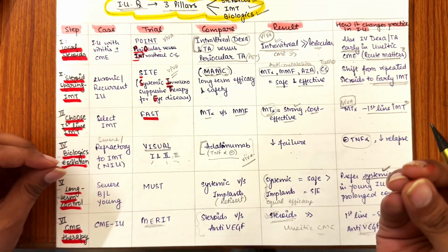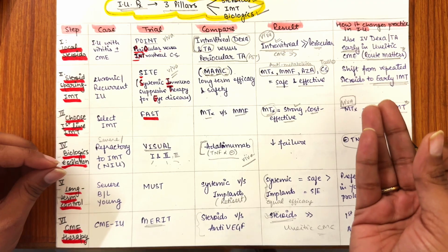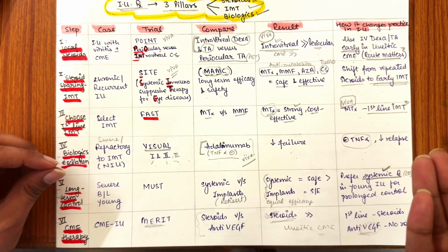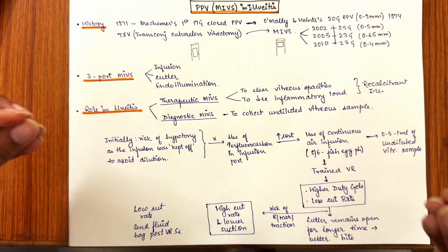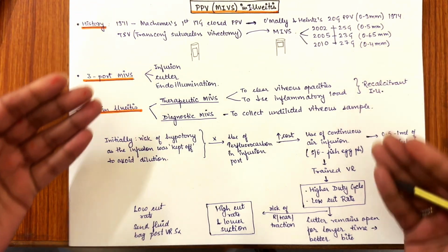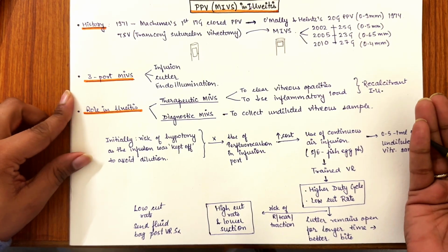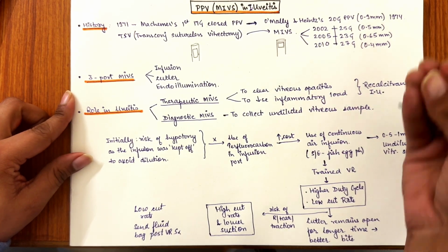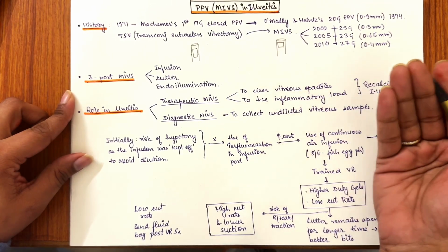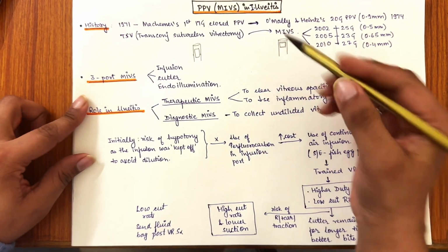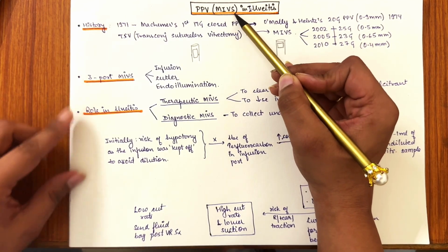So I'm just going to give you 2 minutes of exam-oriented knowledge for PPV in uveitis. Okay. So in intermediate uveitis, not only is the inflammation part there, but in later stages when complications become more severe, there is structural damage, and for this we have pars plana vitrectomy in intermediate uveitis, or we call it MIVS now, which is microincision vitrectomy system.